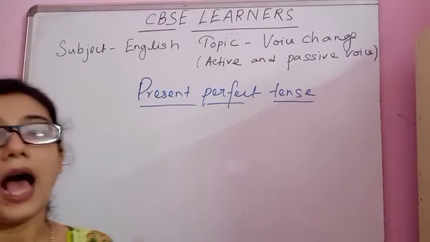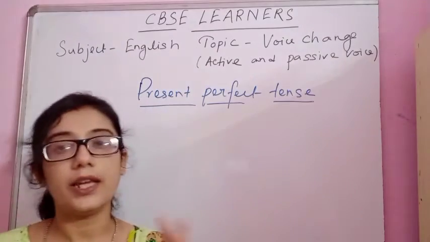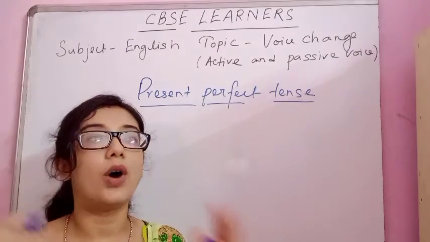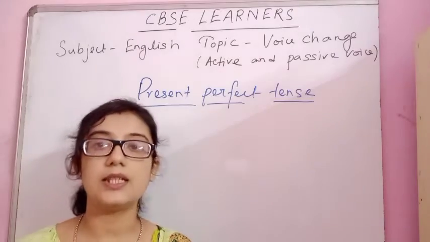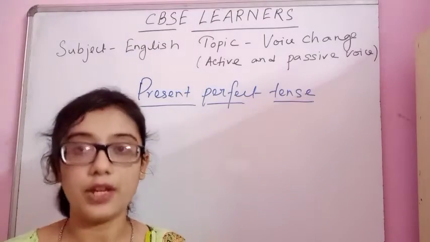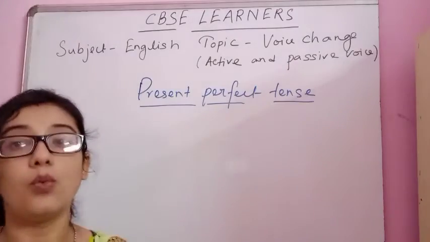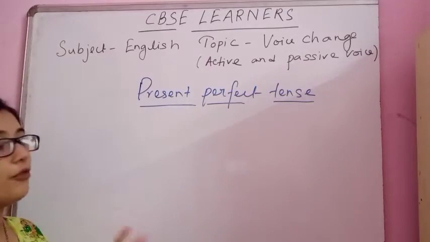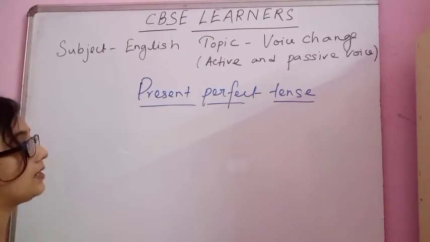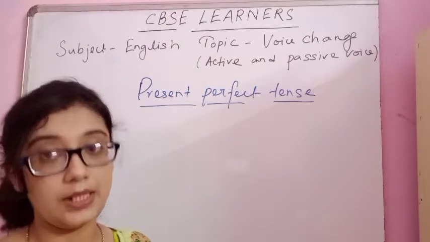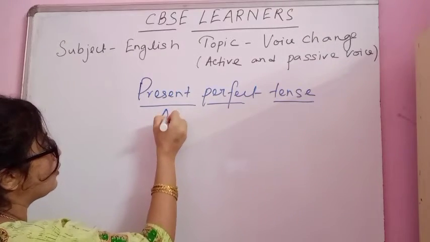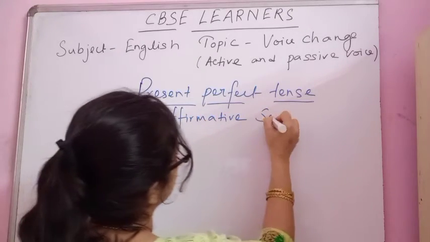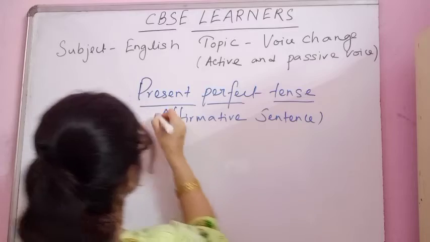As usual, I will be giving you all the examples: one affirmative sentence, one negative sentence, one affirmative interrogative sentence, and one negative interrogative sentence, so that you will be well aware of how to convert in each type of sentence. So, first let me take one affirmative sentence which is in present perfect tense.